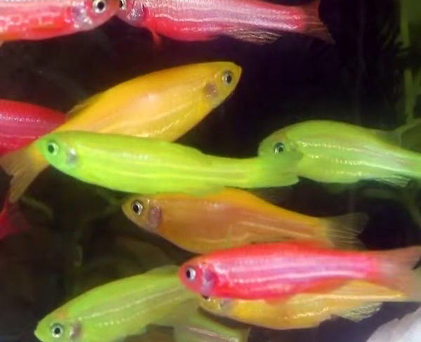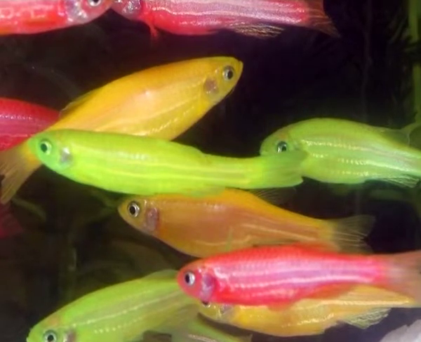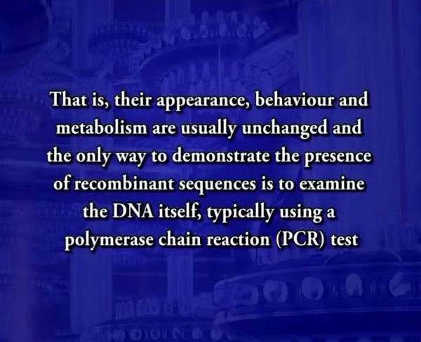In most cases, organisms containing recombinant DNA have apparently normal phenotypes. That is, their appearance, behavior, and metabolism are usually unchanged, and the only way to demonstrate the presence of recombinant sequence is to examine the DNA itself, typically using a polymerase chain reaction test. Significant exceptions exist and are discussed below.